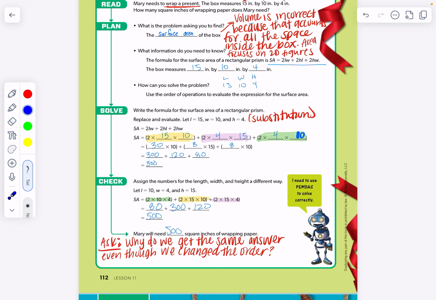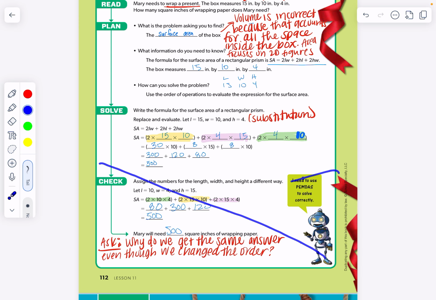And so once we plug in these numbers, instead of 2LW, we're going to do 2 times 15 times 10. Instead of 2HL, we're going to do 2 times 4 times 15. And then instead of 2HW, we're going to do 2 times 4 times 10, right? So once we do all of that, our first set of numbers that we multiplied gives us 300. Our second set gives us 120. And then our third set gives us 80. When we add those all up, we get a total of 500.